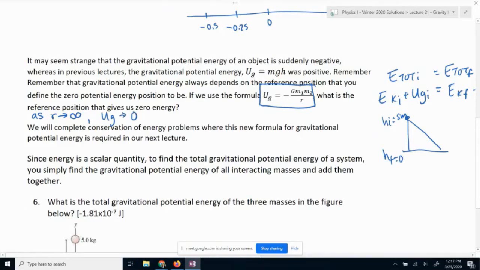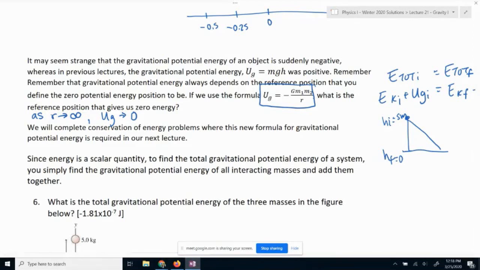So that's the time now where we can say UG is 0. It's kind of the opposite of what we used to do before. Before, when the object had a height of 0, we said UG is 0. Now, when the object is infinitely far away, that's when UG is 0. Okay, and that's because of that negative sign. It's just changing the frame of reference.